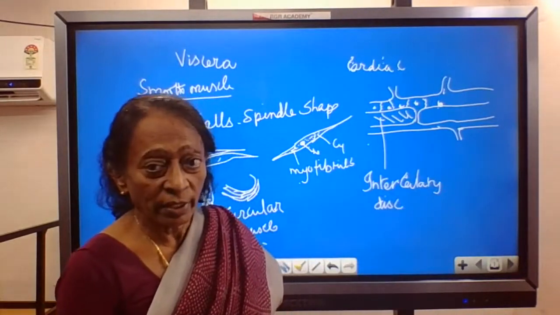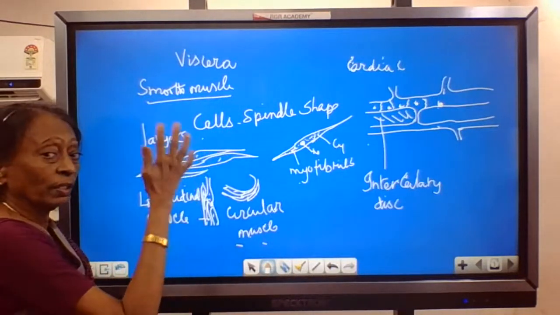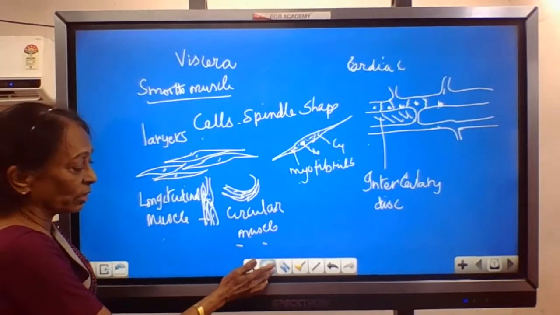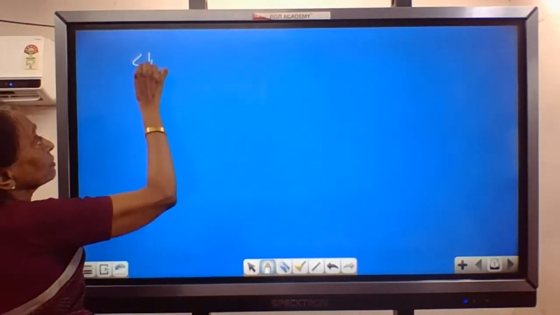So the intercalary disc is boosting up, maintaining the strength of the stimuli continuously, until it spreads through the entire organ. Now compare this to your voluntary muscle. We will compare this to the voluntary muscle. Now skeletal muscle. Now we are coming to your actual part, which is skeletal muscle.